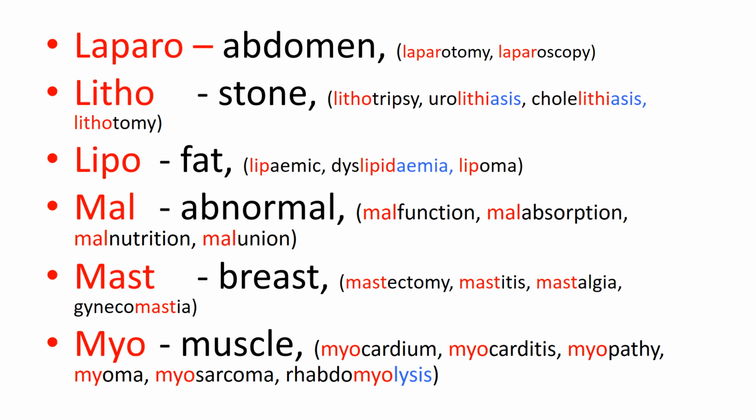Lipo or lipid means fat, so a fat is a lipid. So lipemic would mean fat in the blood. Dyslipidemia would mean an abnormal profile of fats in the blood. So dys is abnormal or painful, in this case abnormal. Lipid is fat and emia is in the blood.